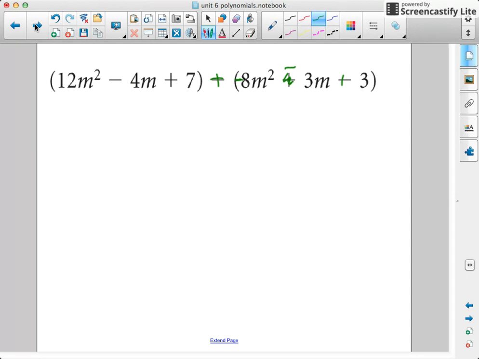Remember to do like terms. So 12m squared plus a negative 8m squared is positive 4m squared. Negative 4, and it says subtract, but you look at it like a negative. Negative 4m plus a negative 3m is negative 7m. And then positive 7 plus a positive 3 is positive 10. So basically I'm just changing it to an addition question by changing the subtract to an add and then changing every sign of the ones in the brackets.